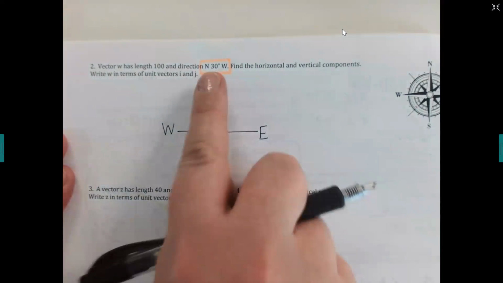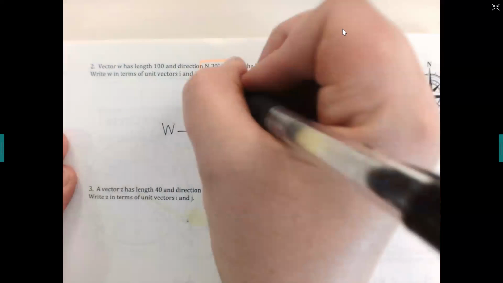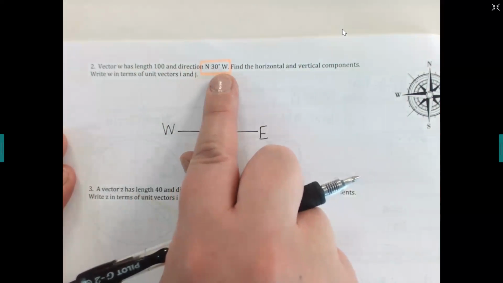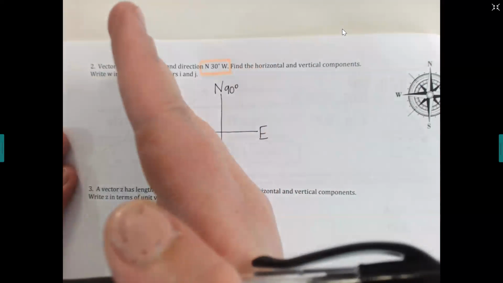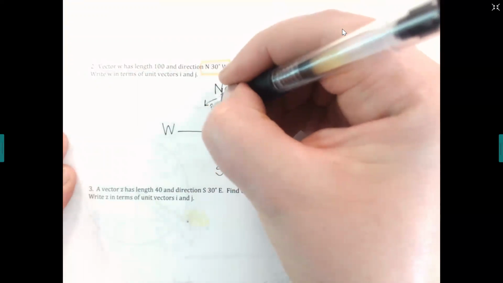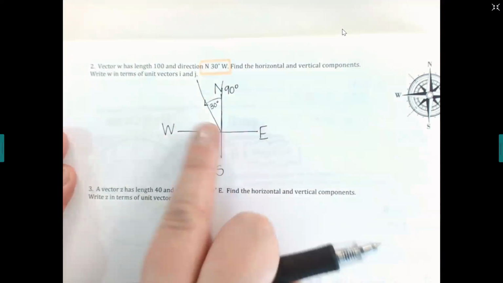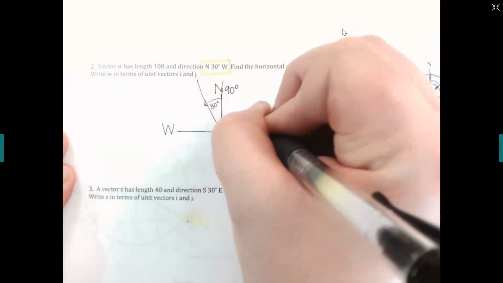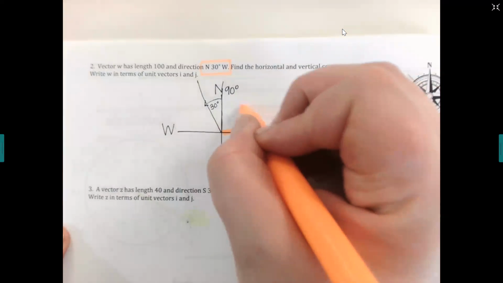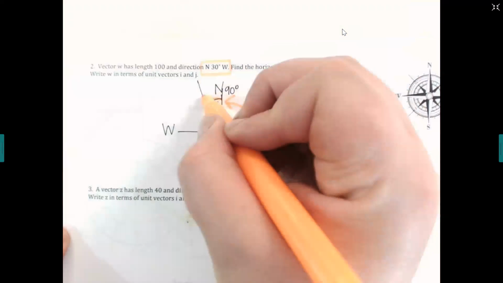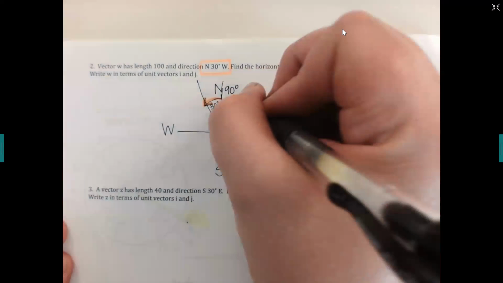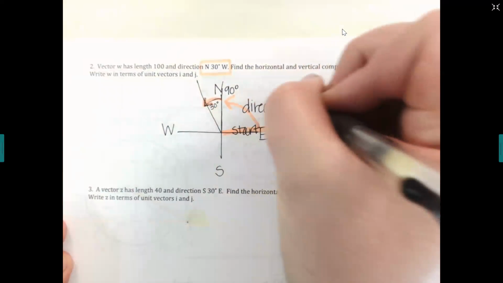What are the degrees for perfectly north? 90. And then if it's north 30 degrees west, you're going to tilt 30 degrees this way. So if this is already 90, and then I tilt 30 degrees towards the west, what would my direction be if I have to start from here? Remember, I have to go the long way. I'll go 90 just to get to north, and then 30 more, so I'd be at 120. Does that make sense? So your direction for that would be 120.